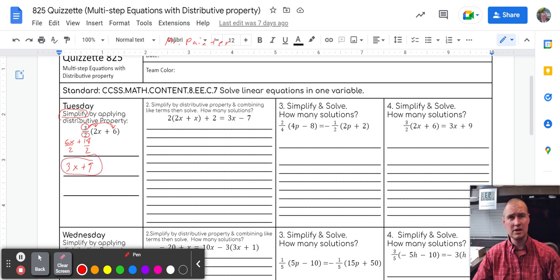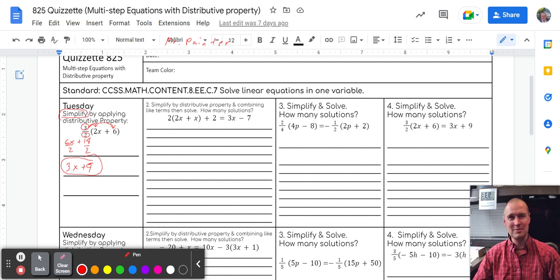One more time, when we simplify, we're not solving for x. We're just making it as simple as possible. We have an x term and a non-x term. We can't get much simpler than that. And if you're unhappy with my 9, there you go. Beautiful. There's my 9 right there.